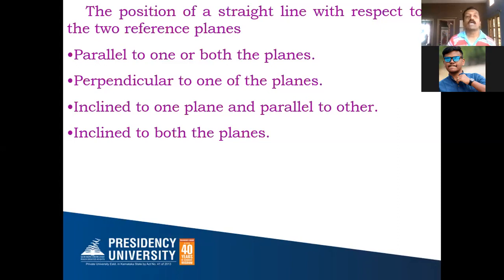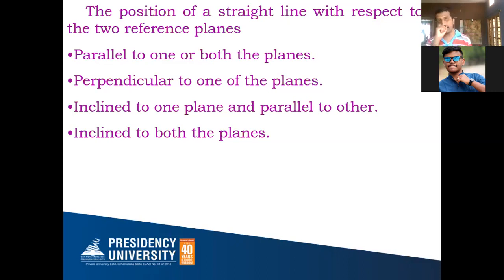Next, coming to the third case: inclined to one plane and parallel to the other plane. So we have discussed the apparent length. When do we get the apparent length? When the line is inclined to any one of the planes, the corresponding view, whatever we get on that particular plane, is called the apparent length.